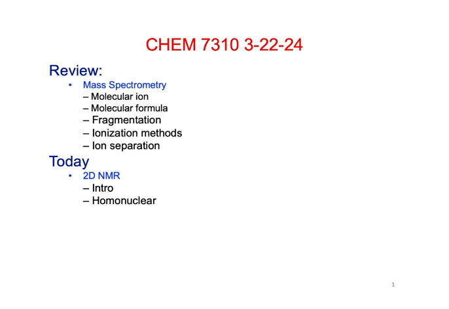So we're going to make a switch now. We've gone through one-dimensional proton and C13 NMR. We've gone through IR, UV-vis, mass spec. And so now we're going to circle back to NMR. We are going to cover some two-dimensional NMR techniques now. So we'll start out with an intro here, a little bit of theory.